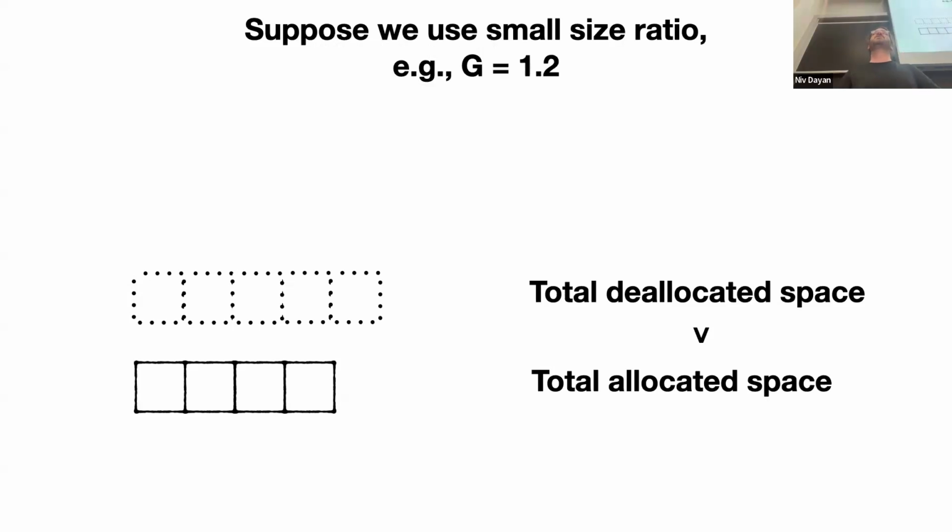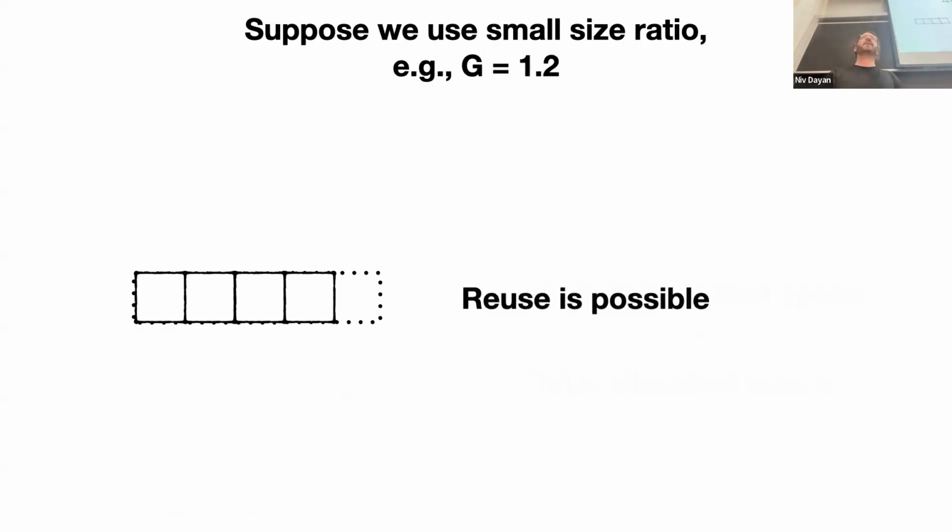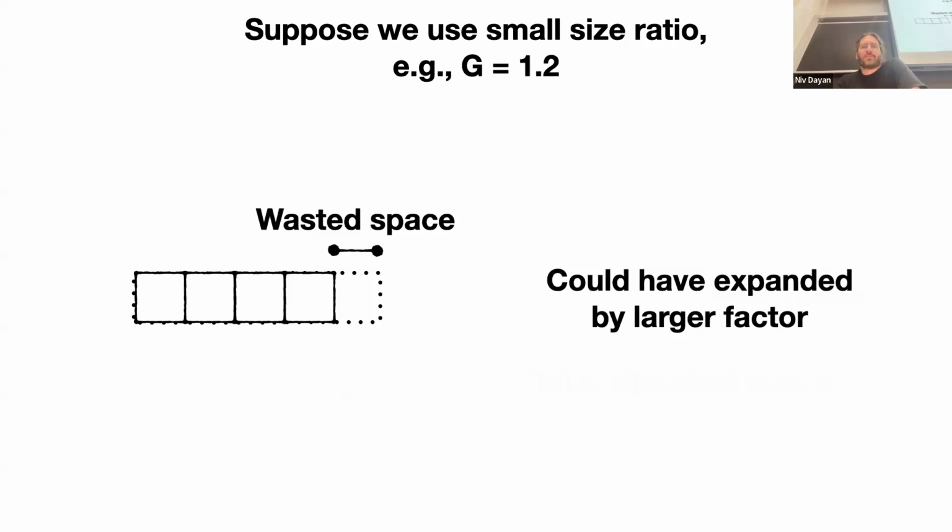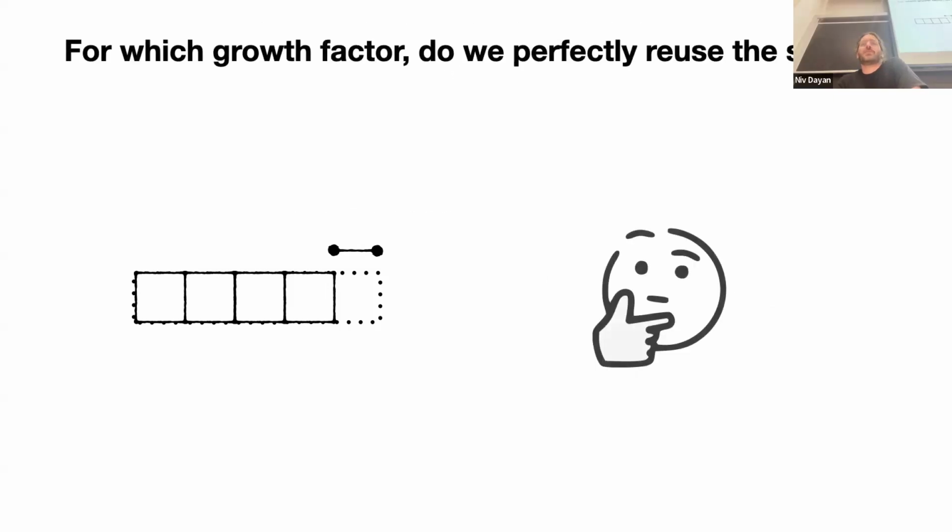So we see that there is some dependency on the size ratio. Here we can actually reuse the space, but we observe that the size ratio was quite small here. And so in some sense, we still have some wasted space. We could have actually expanded the array by a larger growth factor to use the deallocated space better. Okay, so that would allow us to improve our space amplification. So that begs the question, what is the best growth factor that allows us to perfectly reuse the deallocated space?